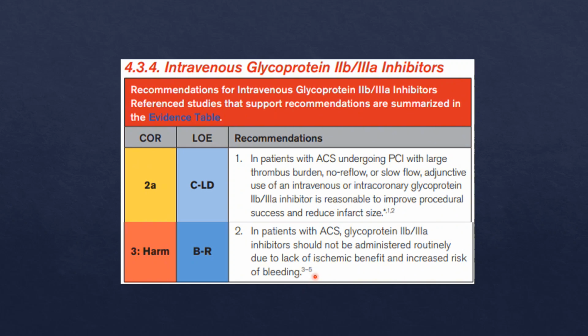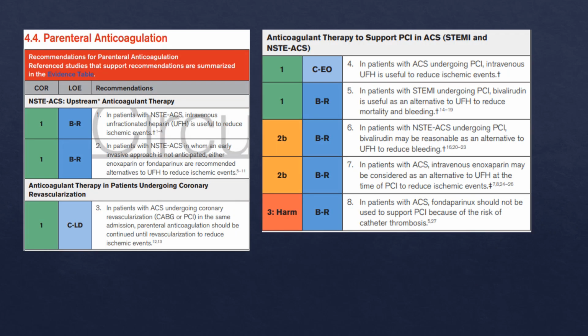Coming to anticoagulation, unfractionated heparin is recommended in patients with non-ST elevation MI, and in those in which an early invasive approach is not anticipated, enoxaparin or fondaparinux can be given. All of these have a class 1 recommendation. And in patients who are undergoing coronary revascularization, again, use of heparin has class 1 recommendation until the complete revascularization is done. Now coming to the patients with ACS who are undergoing PCI, in these patients unfractionated heparin is recommended, and in patients with STEMI, bivalirudin gets a class 1 recommendation.